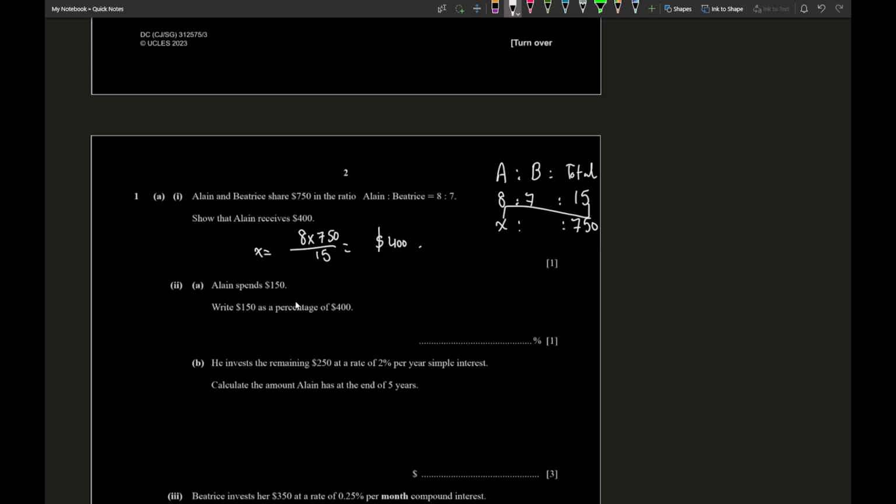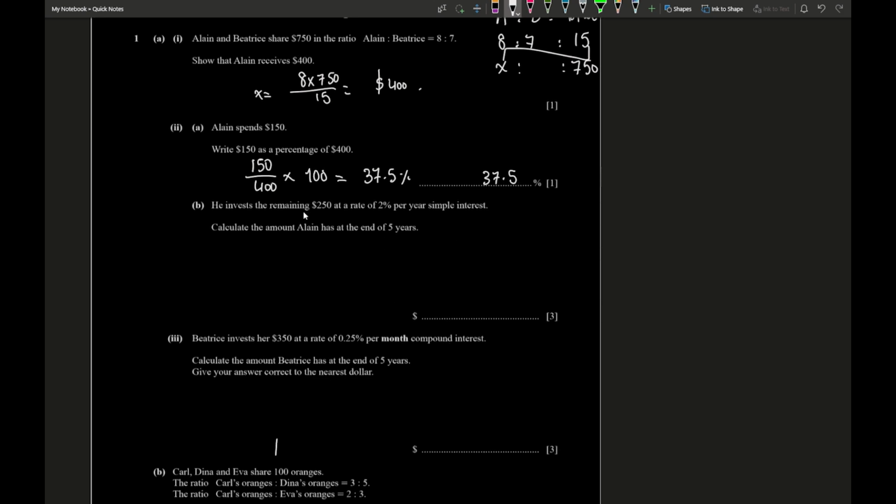Double I part A. Alan spends $150, right? 150 as a percentage of 400. That's a very easy question. هتكتب 150 as a fraction of 400 and then you multiply by 100 to find the percentage. And you'll end up with 37.5%. Okay.